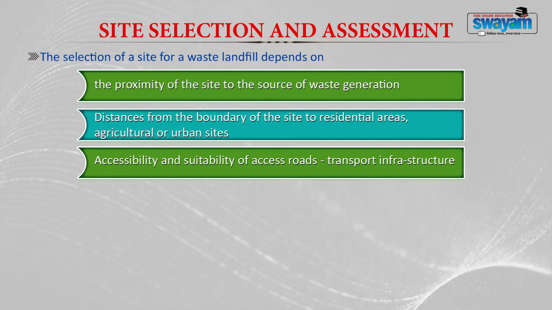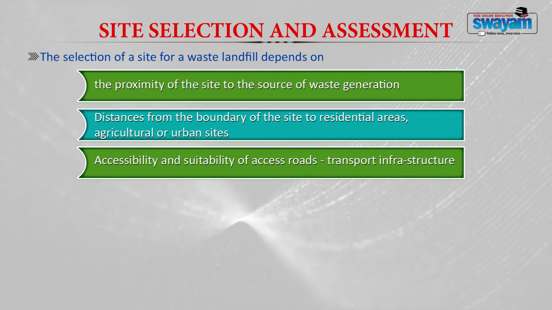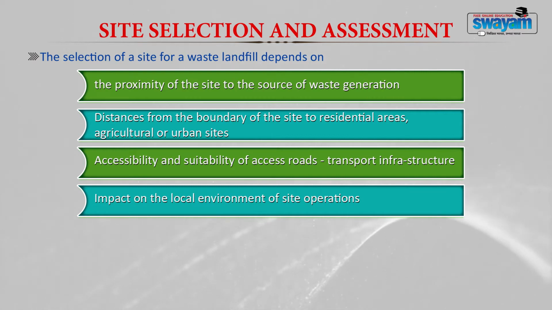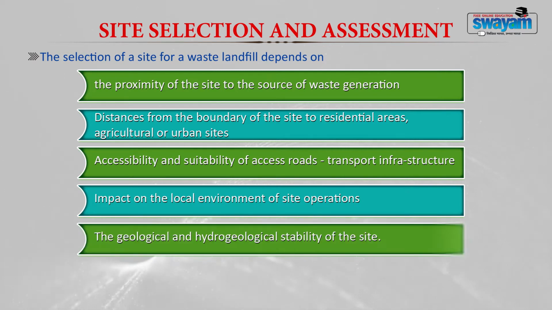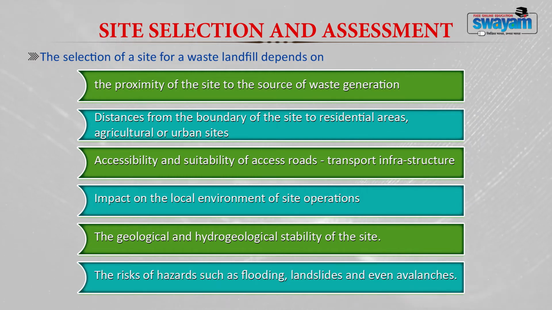So, generally it should be on the outskirts of the city, far away from residential, commercial or industrial areas. Then it should have proper access roads, so that the waste is collected properly. Then you should try your maximum to reduce the impact on the environment. So, the hydrological and hydrogeological stability of the site should be checked, which is very important. The site you choose for open dumping or landfilling should not be at risk of any hazard, like flooding, and it should not be in a landslide-prone area or an area prone to avalanches.